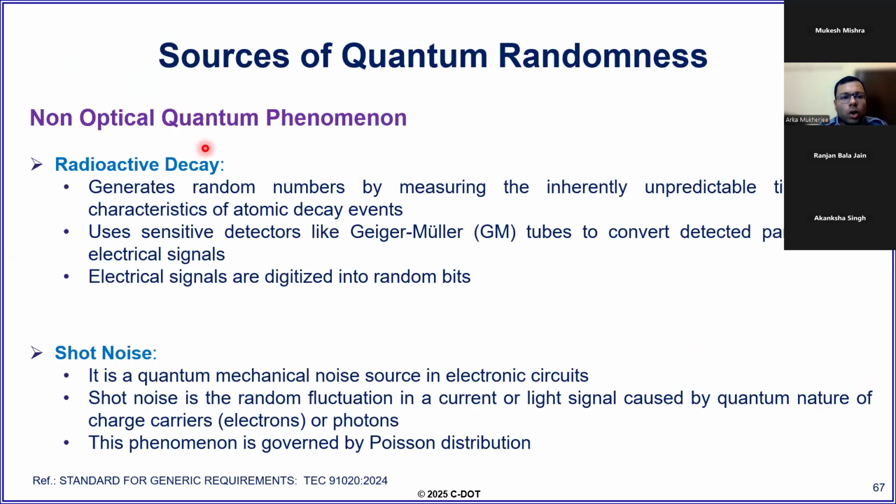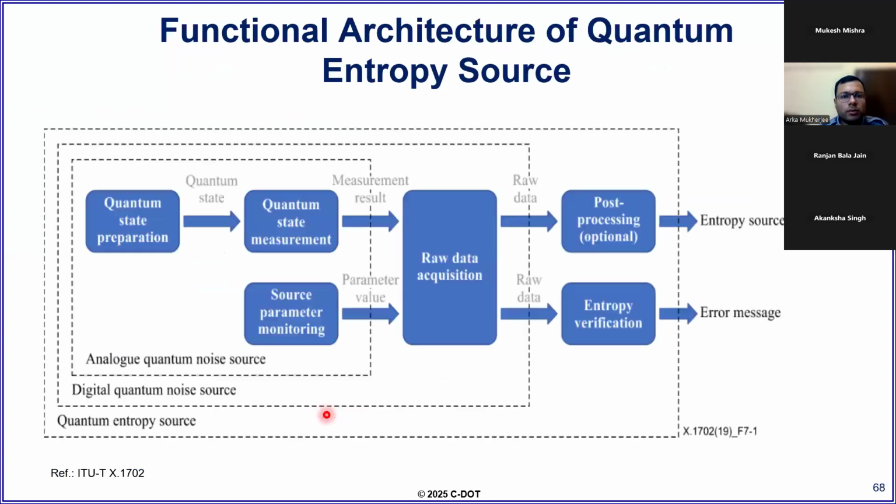The other, non-optical quantum phenomena can be radioactive decay. Radioactive decay is a random phenomenon by nature, and we can digitize those electrical signals based on random radioactive decay. The other phenomenon is called shot noise. In any circuit there may be shot noise, which is again a random phenomenon, so we can detect that shot noise and convert it to bit patterns. So these are some of the phenomena.